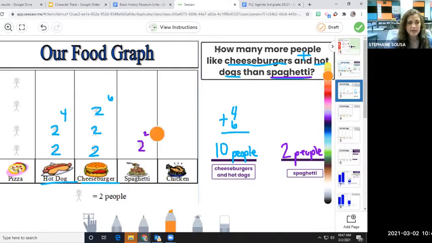Our question is, how many more? So we've now got to compare these 2 numbers that we have together. Okay? So we're going to see how many more people like cheeseburgers and hot dogs. We're taking away the people that like spaghetti to see how many extra or more are in the cheeseburger and hot dog votes. This is a very simple numerical equation of 10 subtract 2. We know that that equals 8. 10 subtract 2 equals 8 people.